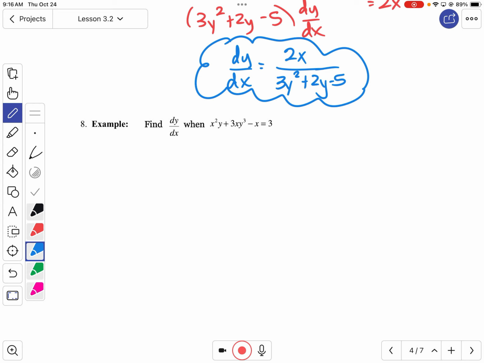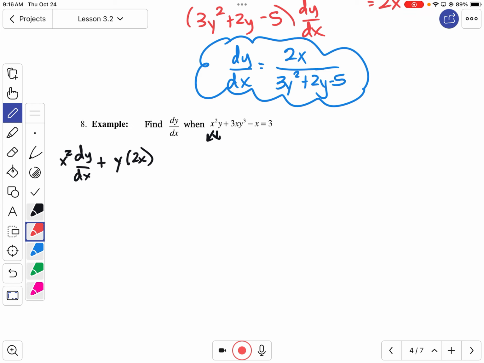When x squared times y plus 3x times y cubed minus x equals 3, that's definitely implicit. What do you notice about this first term? It's a product rule. So let's do a product rule on just those first two terms. I'm going to do every one in color so you can see what I'm doing for each piece. For this first one, first times derivative of the second, what would be the derivative of y? Just dy dx. Plus second times derivative of the first, 2x. So that's my first term's derivative. It's a product.